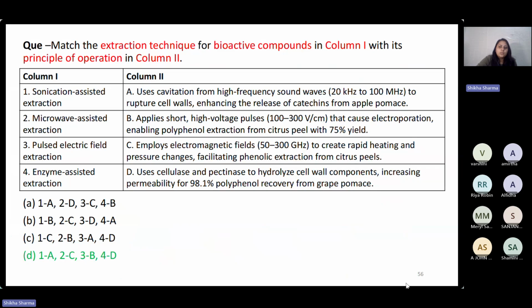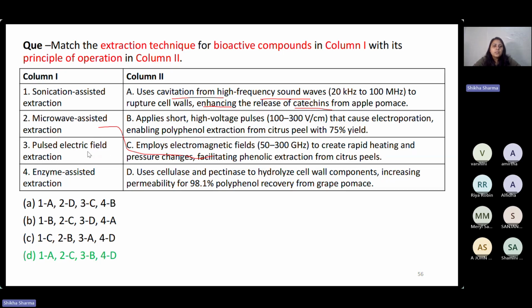So if we see here, sonication assisted extraction basically uses the cavitation from high frequency sound waves around 20 kilohertz to 100 megahertz to rupture the cell wall, then enhance the release of the catechin from the apple pomace. And second is microwave assisted extraction. It employs the electromagnetic field around 50 to 300 gigahertz to create rapid heating, and pressure changes facilitate phenolic extraction from citrus peel.